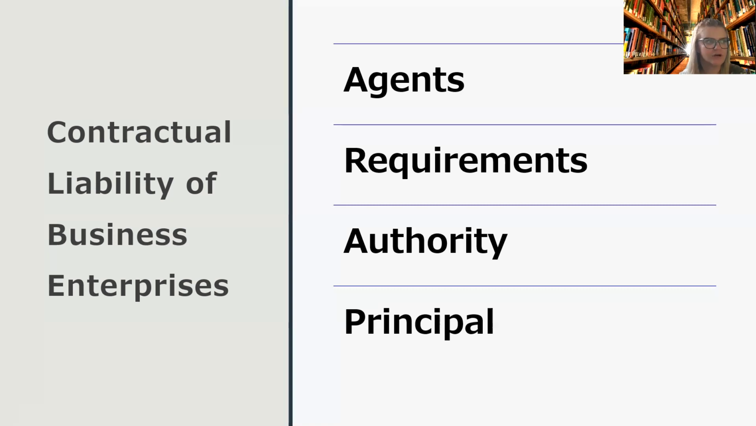A principal, however, will be liable for contracts made in its behalf by an agent if the agent was authorized to enter into the agreement. The authorization may be either actual or apparent. Actual authority is created by manifestations from the principal to the agent to believe the agent has the authority to act on the principal's behalf. This actual authority can also be created by the acquiescence of the principal in the actions of the agent.